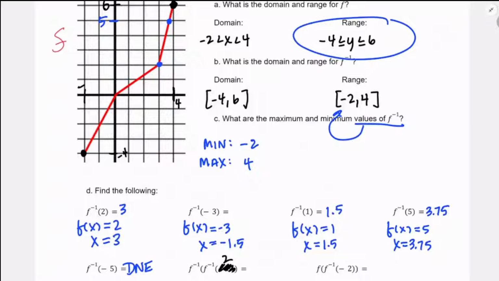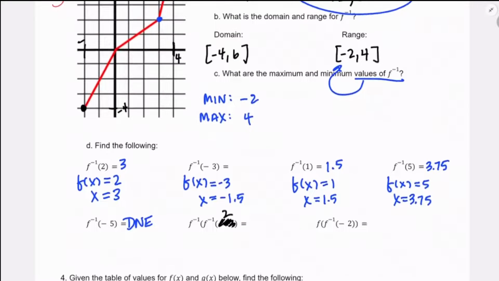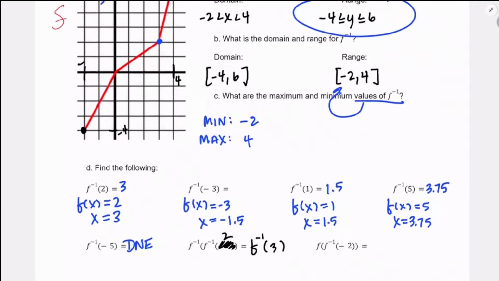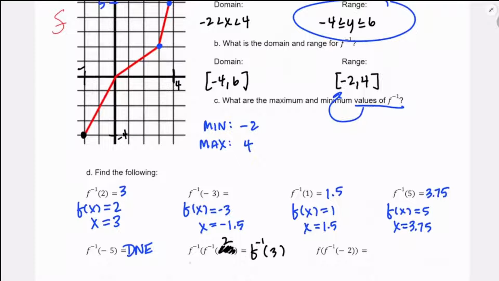All right, I like this one because it's going to use what we've already done. First we're going to start from the inside, and it's f of x equals 2. Remember, we already solved that equation up there. So that's equal to f inverse of 3. Oh, we didn't solve f inverse of 3. I thought we did. We solved f inverse of negative 3. So that's going to be something new for us. F inverse of 3 is where f of x equals 3, and we're going to solve that equation.